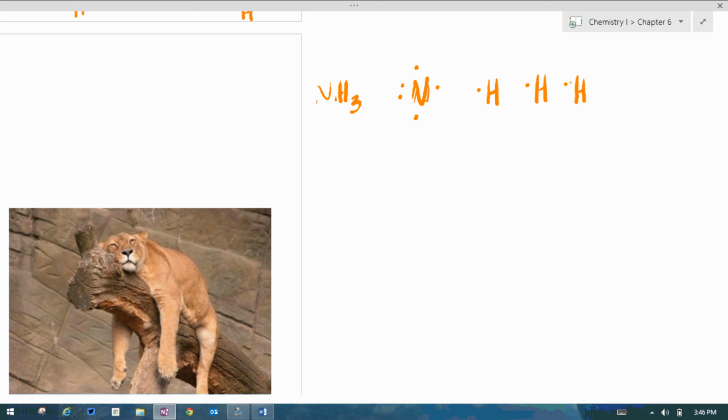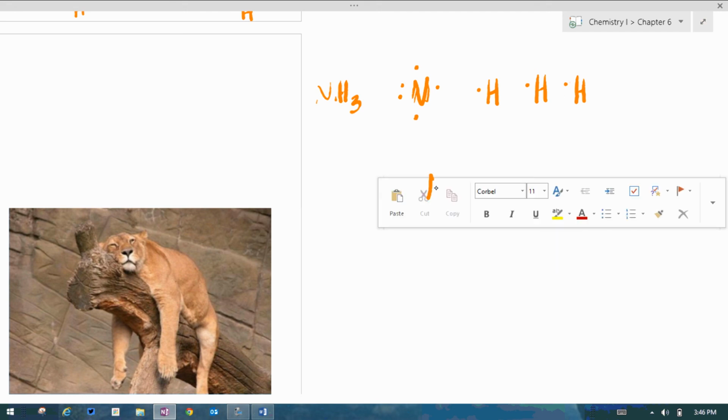So nitrogen here has 3 empty spaces because it has 3 single dots, and remember each side can hold 2. So right now it has 3 empty spaces, and each of the hydrogens has 1 empty space. So nitrogen is going to be our central atom because it can fit the most stuff into it.